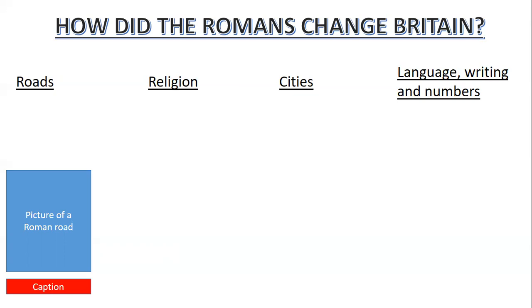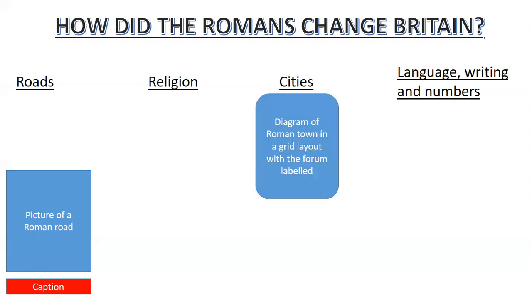Then I'm going to think, well, I want a kind of diagram as well. So what could I do a diagram of? Well, I know that the Roman cities were laid out in a grid fashion. I know they had a forum in the middle, like a market square. So that seems to me a sensible thing to do a diagram of. I'm going to put my diagram there.